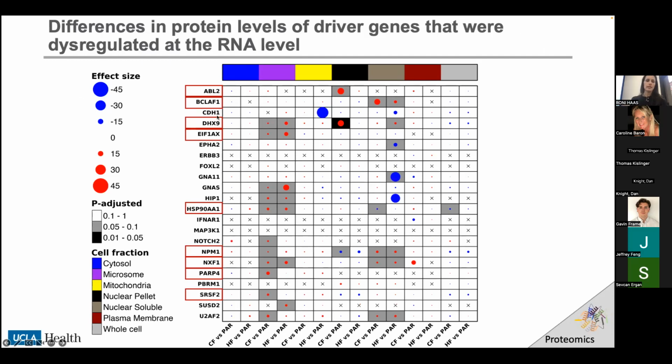We can see here that 9 out of all the driver genes that we detected were also dysregulated at the protein level. That makes it about 40%. You can also notice that some driver genes were dysregulated in whole cells, but mostly they were dysregulated in specific subcellular fractions, like these driver genes that were dysregulated in the nuclear pellet of CF cells. Here in the microsome, in some cases, these drivers were dysregulated in both CF and HF.